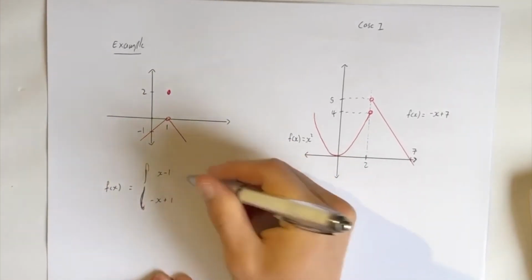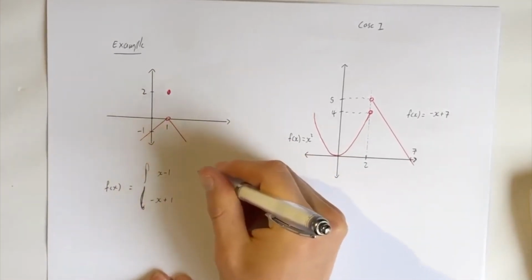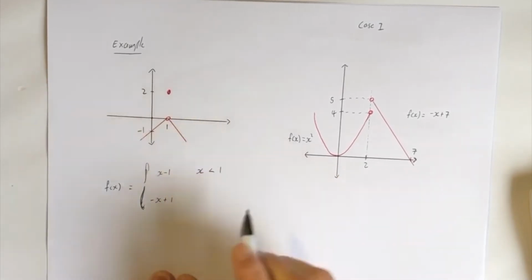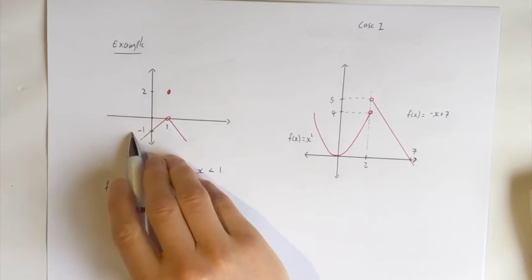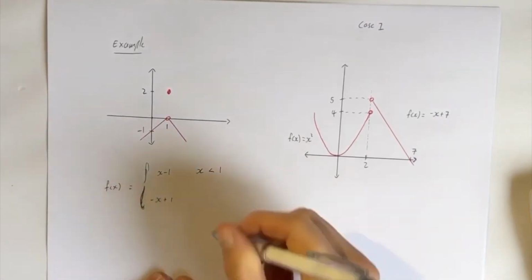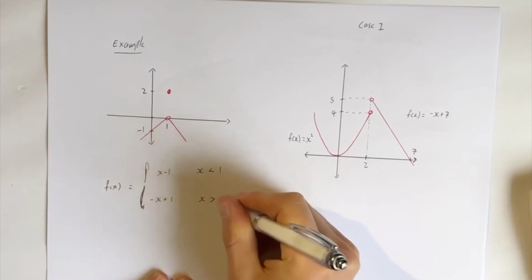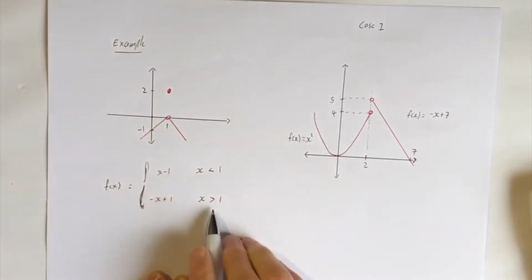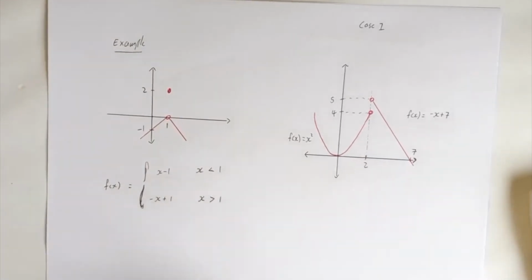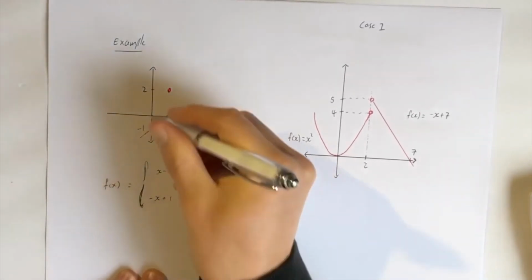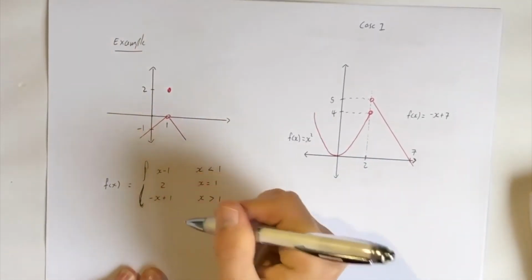So where is this defined? Well, it's defined when x is strictly less than 1. When x is less than 1 but not equal to, it is that function. When x is strictly greater than 1, when x is greater than 1 but not equal to, it is this function. And so what is it when x equals 1? Well, when x equals 1, this function is 2.